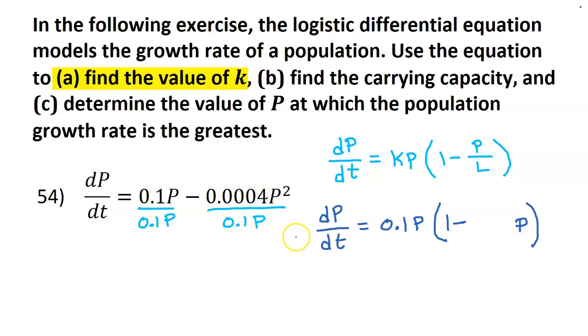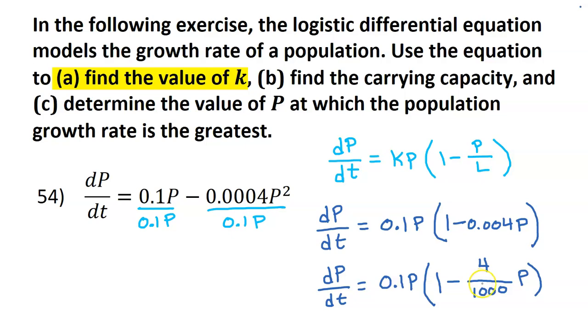0.0004 divided by 0.1 is 0.004. Let's rewrite 0.004 as a fraction to make it look more like the model. In elementary school, we learned that 0.004 is the same as 4 thousandths. So for a split second, we have this.